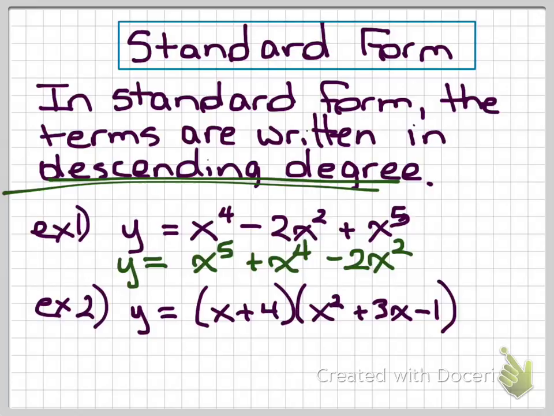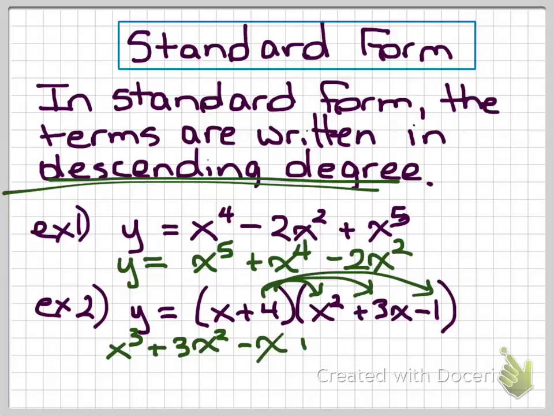To do example 2, we're going to have to multiply this out first. And we've already talked about this. We know that x times x squared is going to give us x cubed, which gives us our degree 3, making this a cubic. But we're going to have to keep going. I'm going to multiply that out using distribution. When I distribute the x, I'm going to get x cubed plus 3x squared minus x. When I distribute the 4, I'm going to get plus 4x squared plus 12x minus 4, and I'm just going to combine like terms and put them in order so that we have this in standard form.